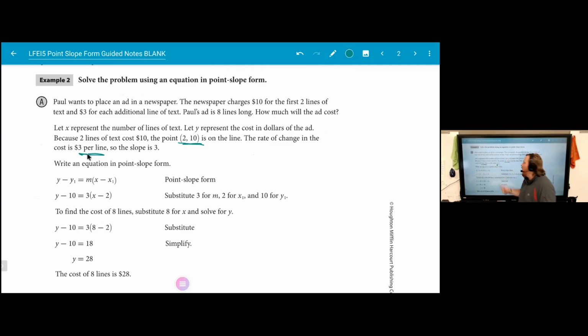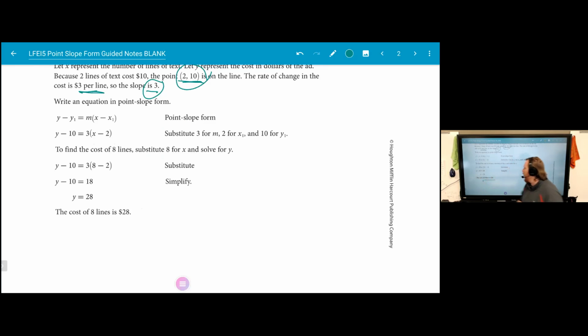So our slope is 3. We have our point. We have our slope. Plug it in, get our point slope form first. We have y minus 10 equals 3 times x minus 2. And now we're trying to find out, he's got an 8-line long ad. So when x is 8, what is y? Because y is cost. We plug 8 in, we simplify and solve. 8 minus 2 is 6. 6 times 3 is 18. We add 10 to both sides. Y is 28. Great. What does that mean? In other words, the cost to run 8 lines is $28.